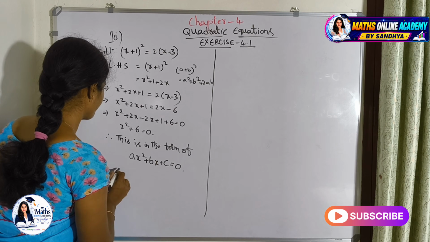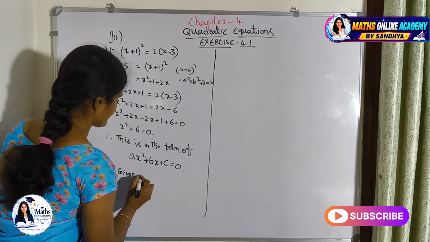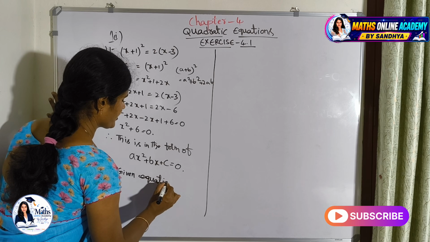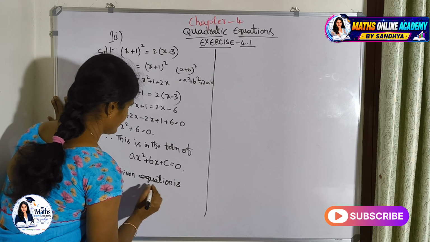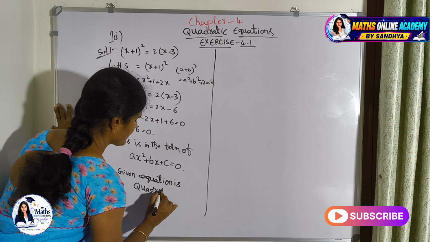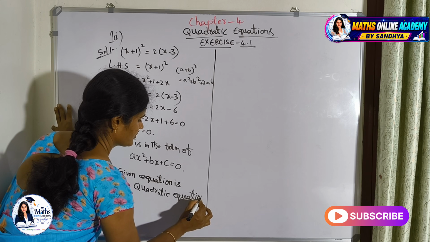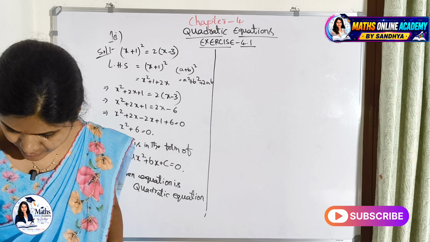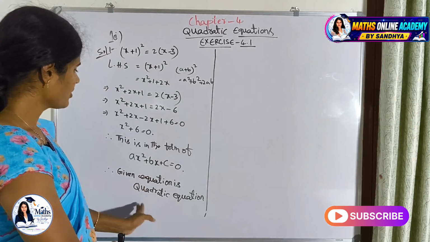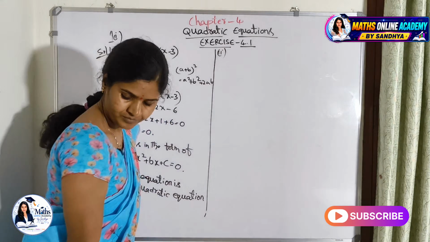So therefore, the given equation is a quadratic equation. Okay. Here what is mentioned? Check whether the following are quadratic equations or not. This is a quadratic equation. Let's see the second one.